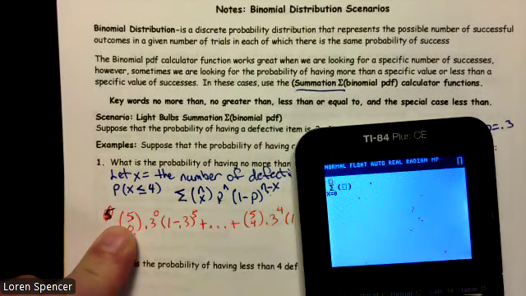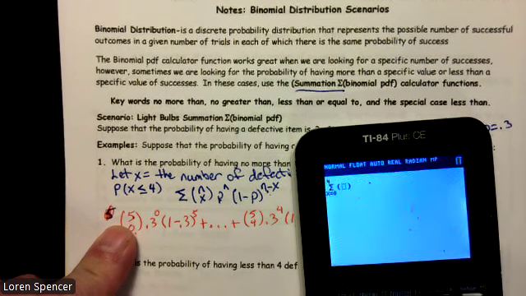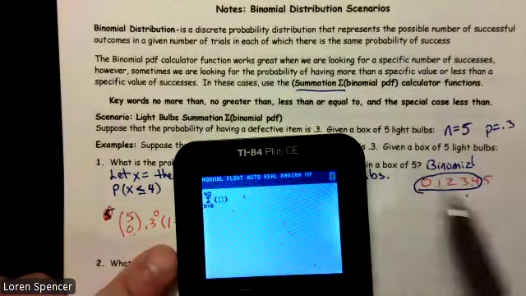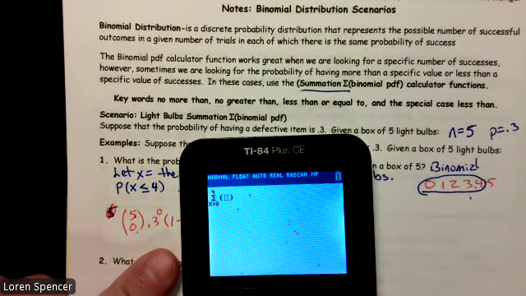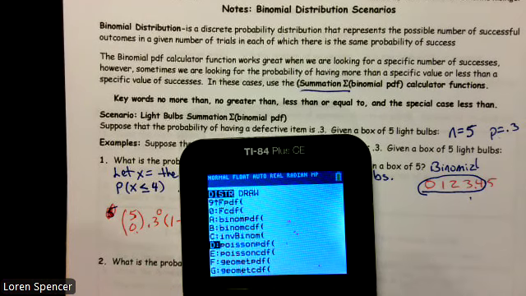Because what it's going to do is add up 0 through 4. Hopefully that works, because that came from this. That's your lowest value, that's your highest value, that's what you plugged in the calculator. You're going to arrow over one spot and press second vars and go back to the binomial PDF like we did in the previous video.